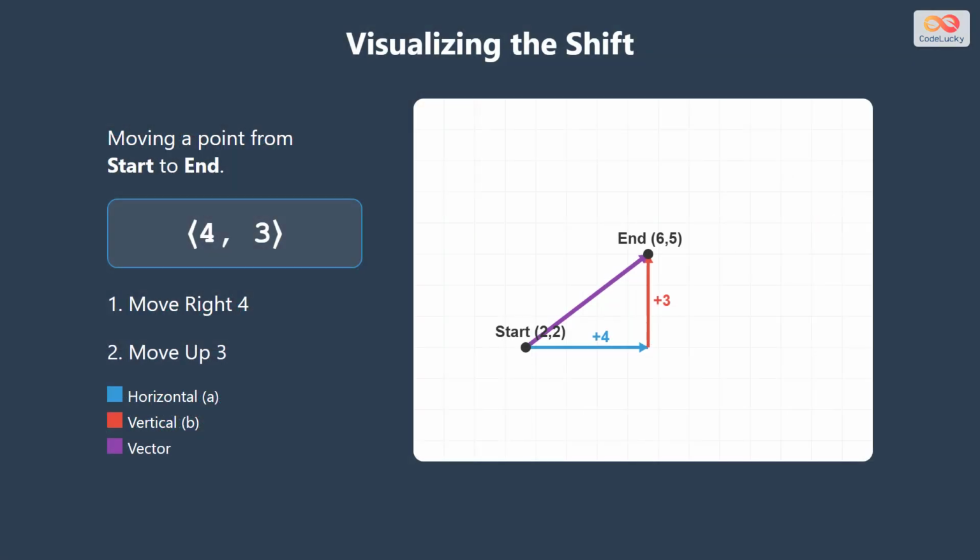When we combine these, we get a complete vector. For example, if we have the vector ⟨4, 3⟩, this instructs us to move 4 units to the right and 3 units up. The vector represents the direct path from the start point to the end point.